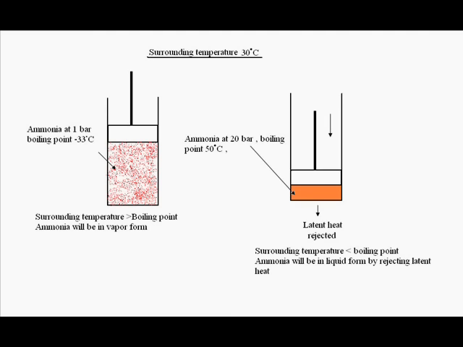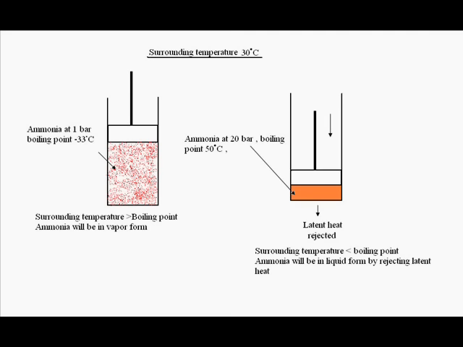Now let us do an experiment. We can see that there is a piston cylinder system in the first diagram in which there is ammonia at 1 bar. At 1 bar, the boiling point of ammonia is minus 33 degree centigrade. Suppose the surrounding temperature is 30 degree centigrade. So in such case, what will happen? Since the boiling point is less than that of the surrounding, the ammonia will be in vapor form.